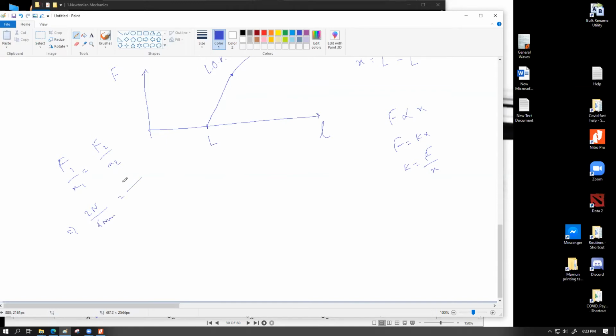So if we apply a force of 5 Newton, what should be the extension? You calculate the value of x2 from this equation, and that gives you 10 millimeter. 10 millimeter converted into meter is 0.010 meter. So the total length of the wire should be 1.010 meter. And that's the final answer.